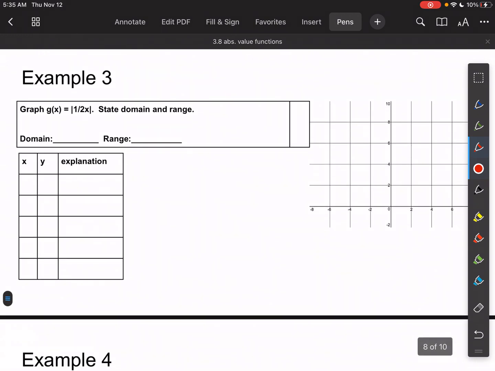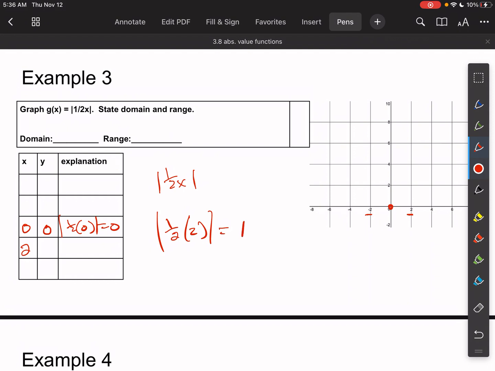Okay, let's look at example 3, which is the absolute value of 1/2 x. What makes that go to 0 is just 0. So this thing is going to start at 0. Okay, so if you plug a 0 into that, you get a 0 out, because 1/2 times 0 is just 0. Take the absolute value of 0, you get 0. Okay, then looking at my graph here, I might plug in 2 instead of 1, but you can plug in a 1, it's okay, but I'm going to plug in a 2. If you plug in a 2, 1/2 times 2 is just 1. Absolute value of 1 is 1.